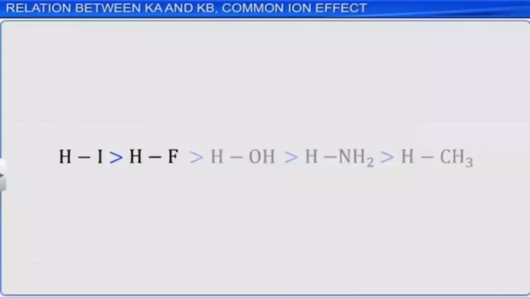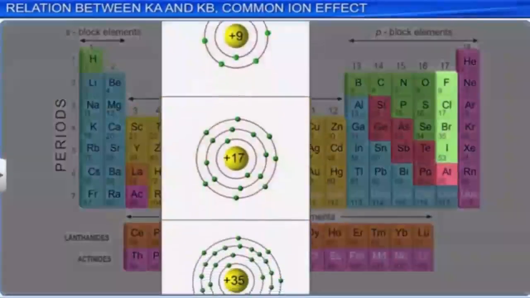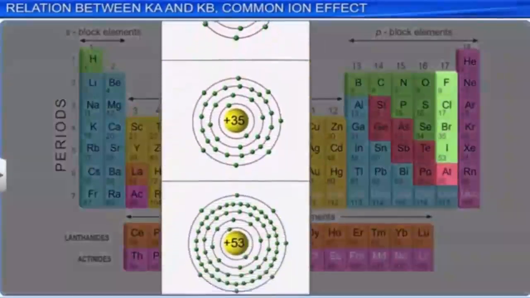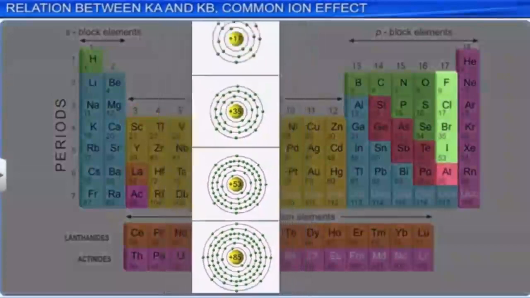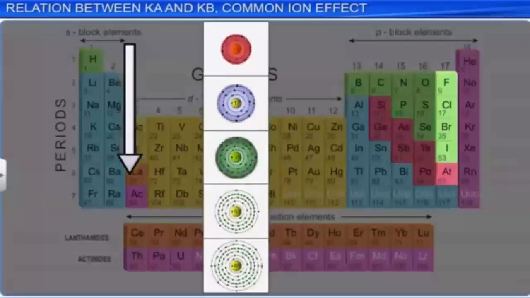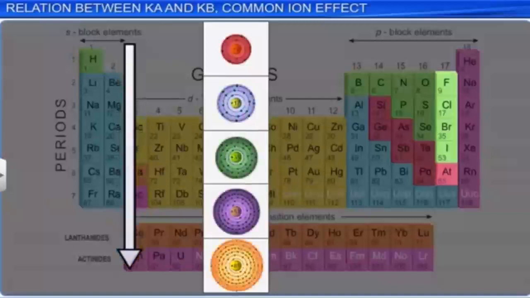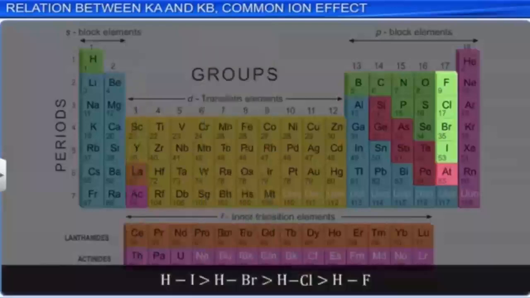Remember that while comparing the elements in the same group, the acidic strength increases with an increase in the size of the atom directly attached to the hydrogen atom. As the size of A increases down the group, the HA bond strength decreases, and hence the strength of the acid increases. Thus, the acidic strength of halogen acids decreases from HI to HF in the same order in which the size of the halogen atom decreases.